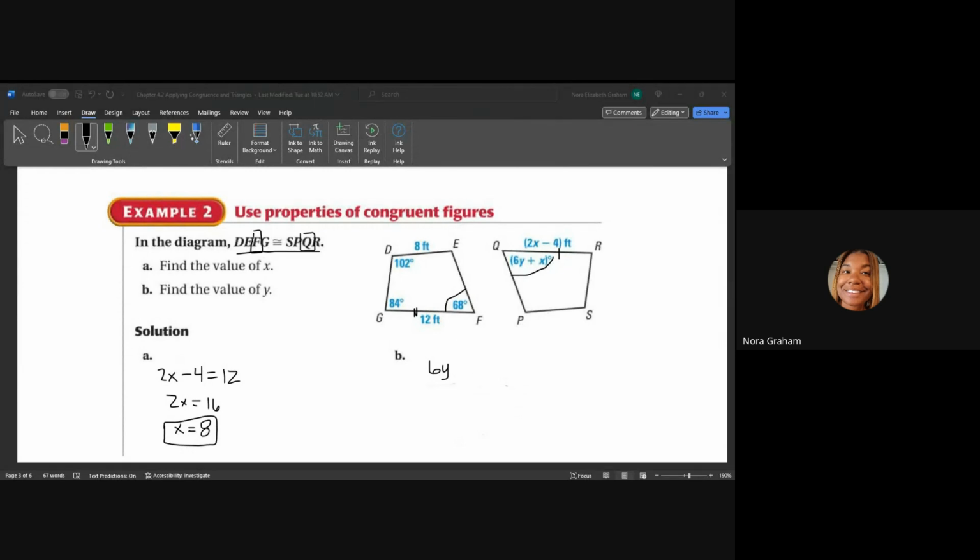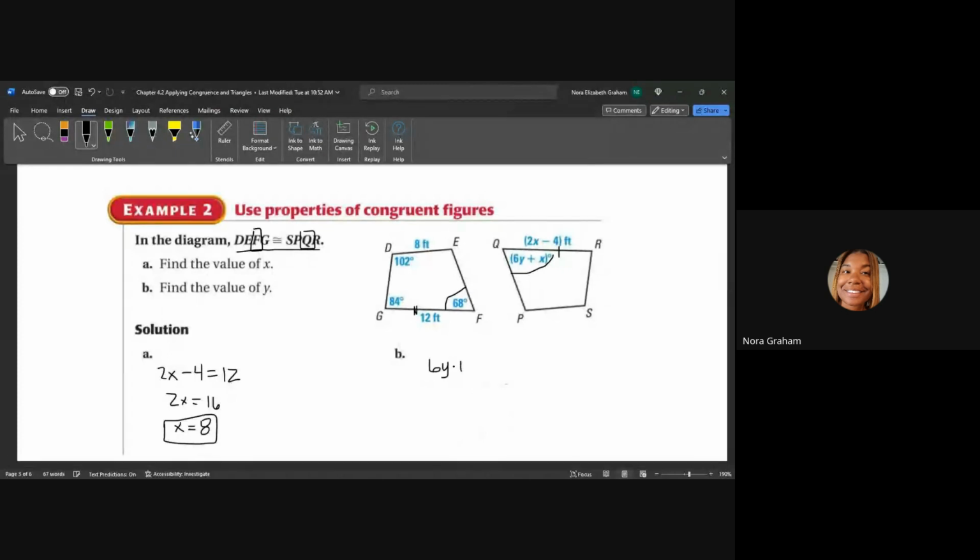So I set up my corresponding equation, 6y plus x equals 68. But again, we already found x, so we use substitution. So I have 6y plus 8 because we solved and found our x, and our x was 8. That equals 68. And again, we're just solving a simple linear equation. We subtract 8 from both sides. So then I get 6y equals 60. And then I divide both sides by the coefficient of 6. So then I get y equals 10.